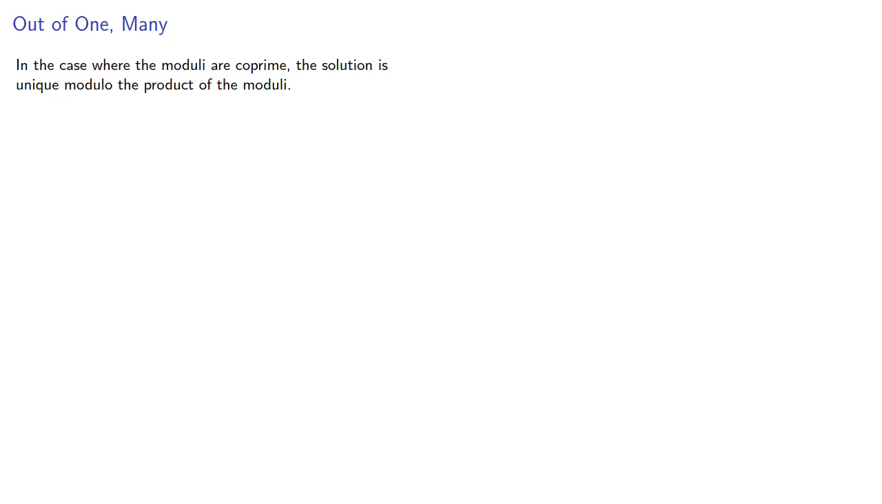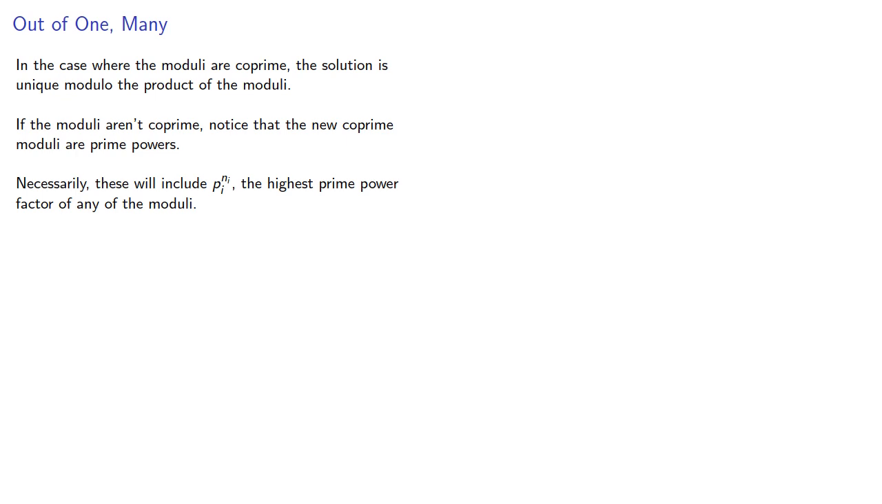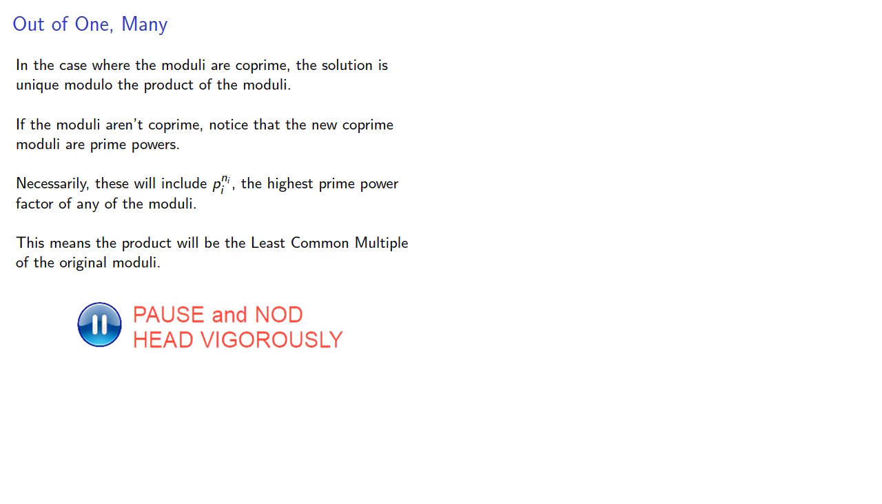In the case where the moduli are coprime, the solution is unique modulo the product of the moduli. If the moduli aren't coprime, notice that the new coprime moduli are prime powers. Necessarily, these will include p_i^{n_i}, the highest prime power factor of any of the moduli. This means the product will be the least common multiple of the original moduli.